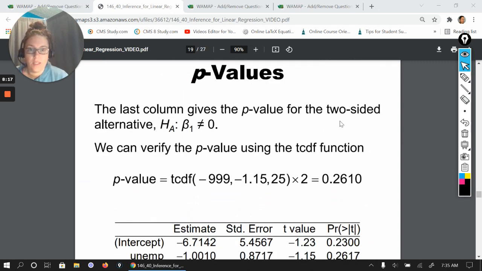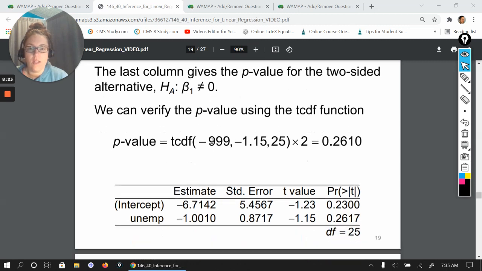Once again, for the p-values, if we wanted to give a two-sided p-value, we would have the alternative hypothesis beta 1 not equal to 0 instead of less than 0, and then we can verify that by using the tcdf function, and we make sure to multiply our result by 2 to get the p-value of 0.2610, which is again a little different than what they got because of rounding of the t-value.